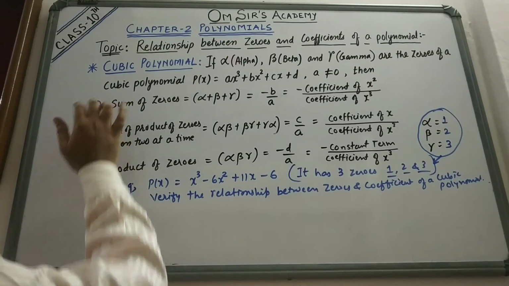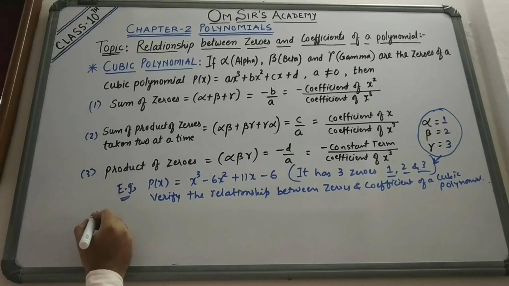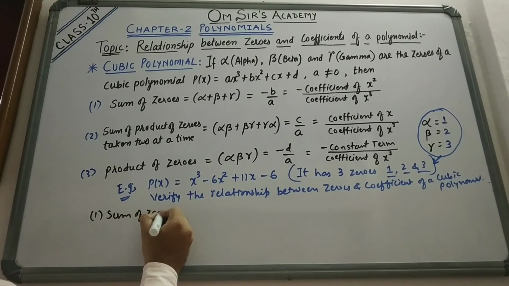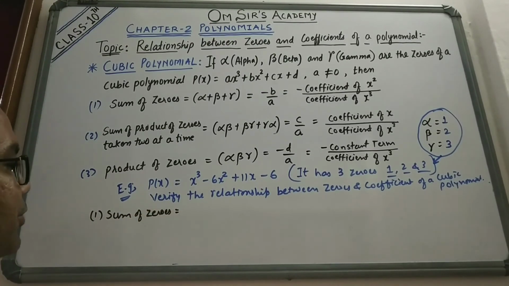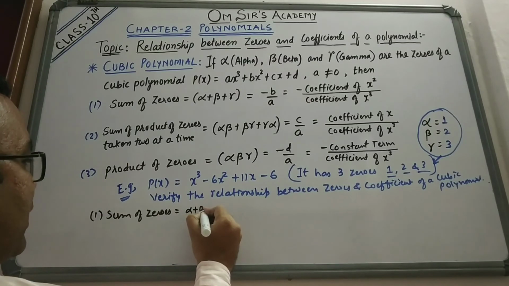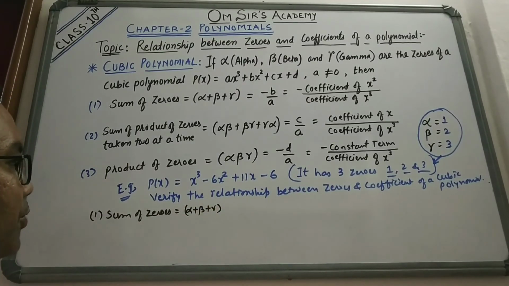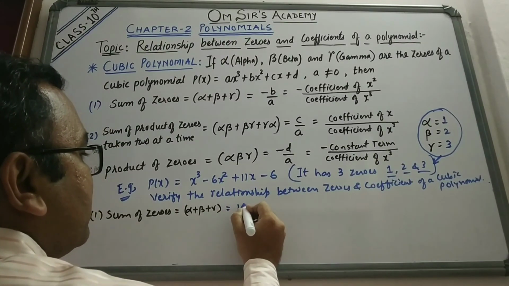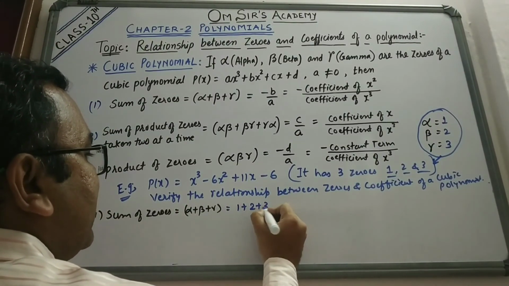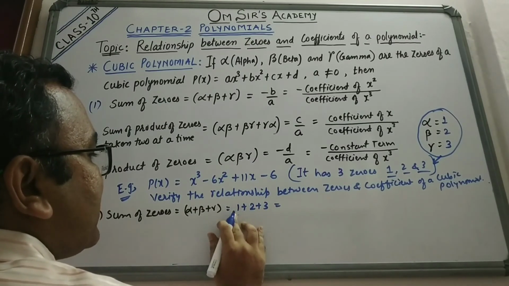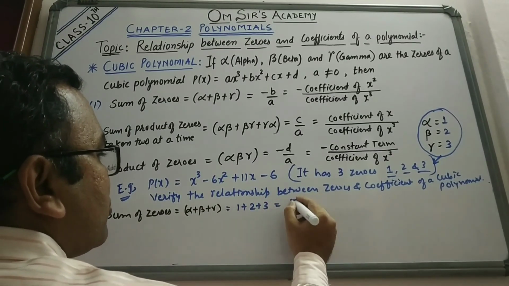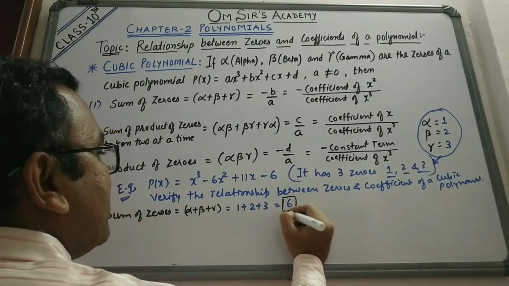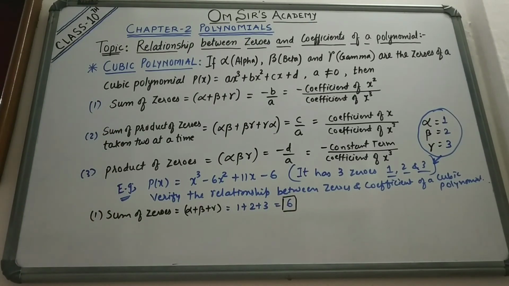Now first of all, what I have to do is sum of zeros. So first I am doing the sum of zeros. What is the sum of zeros? That is alpha plus beta plus gamma. What is alpha? Alpha is 1 plus beta is 2 plus 3. That is 1 plus 2 is 3 plus 3 is 6. So my answer is 6. So if I add these 3 zeros, I get the answer 6.